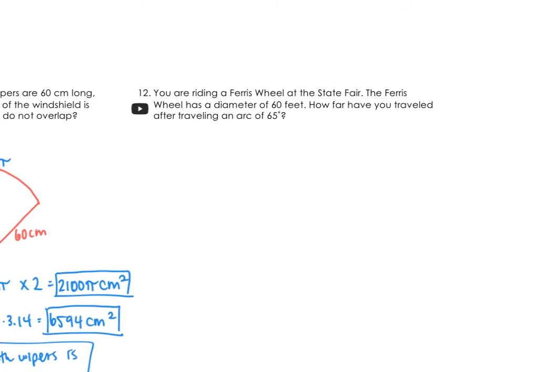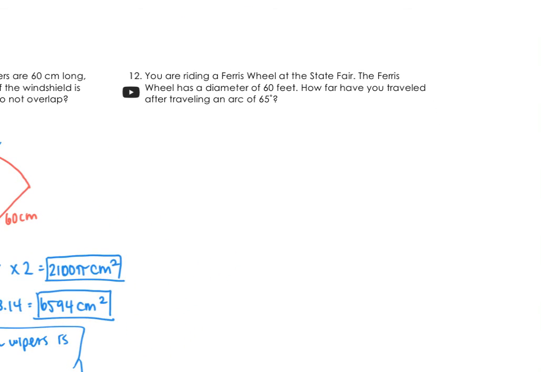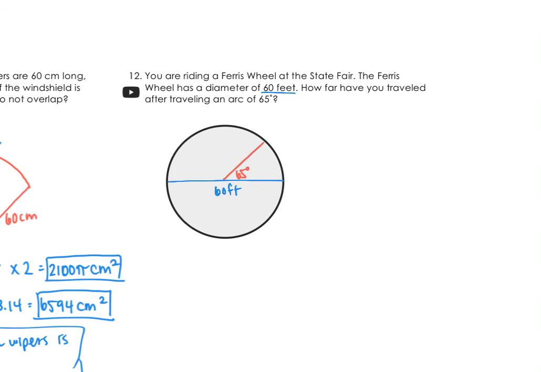All right, let's look at number 12. So it says you were riding a Ferris wheel at the state fair. The Ferris wheel has a diameter of 60 feet. How far have you traveled after traveling an arc of 65 degrees? So we're going to start with our circle. So here's our Ferris wheel. We know that the diameter is 60 feet. And we have traveled an arc of 65 degrees. So we want to know how far have we traveled. So we're trying to find the arc length.